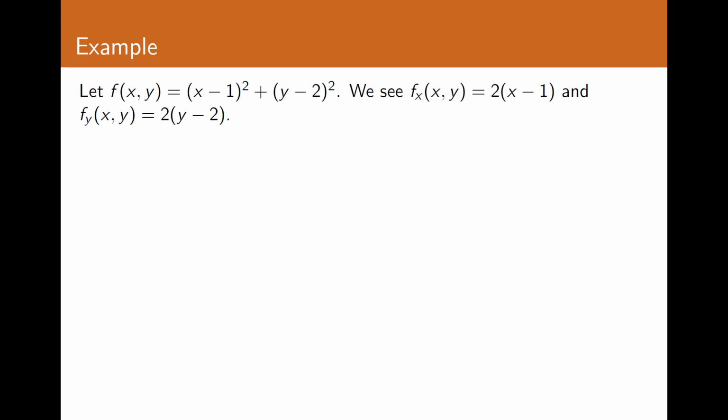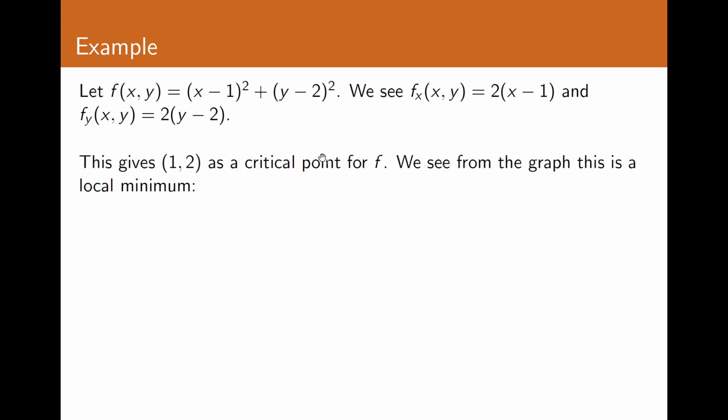It's easy to see both of these partial derivatives are defined everywhere, so our only critical points are going to be where both of them are 0. So the first one, the 2 times x minus 1, is only going to be 0 when x is equal to 1. And the second one is only going to be 0 when y is equal to 2. So the only point where both of them are 0 is the point 1, 2. So that means that this is a critical point for f.